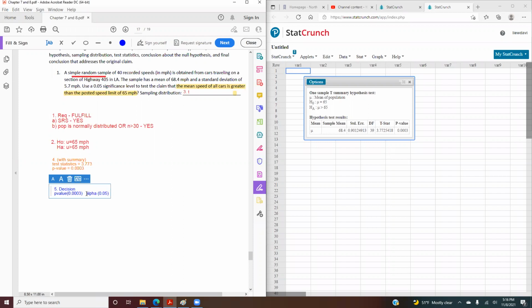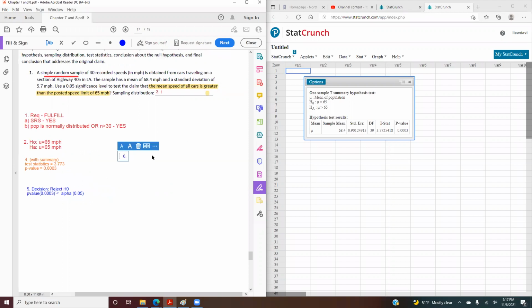So what can you tell me with this p-value and alpha, less than or greater than here? The p-value is less than alpha. So what is your decision? Reject or fail to reject? Reject. You reject. Yep. So your decision is to reject H0.